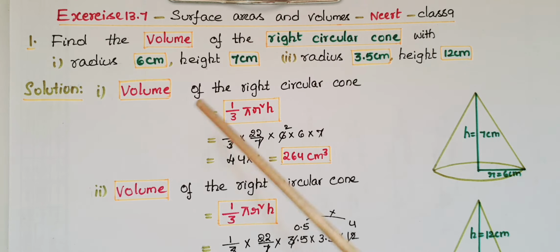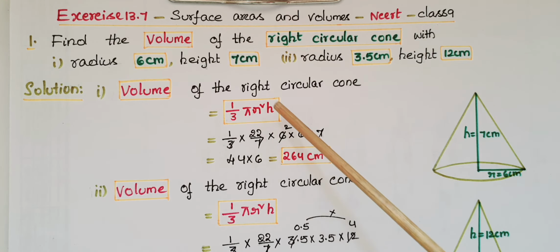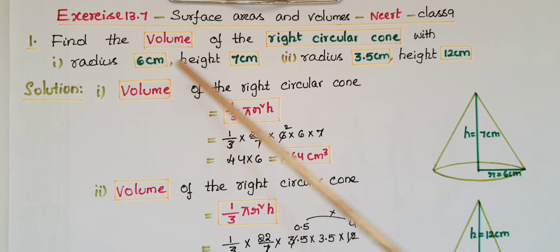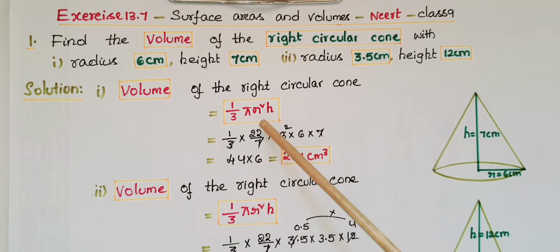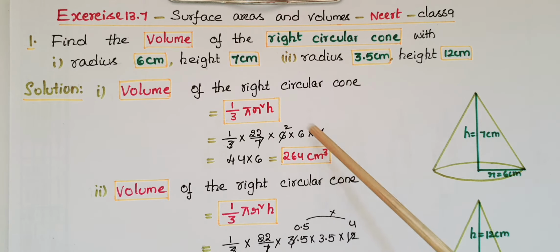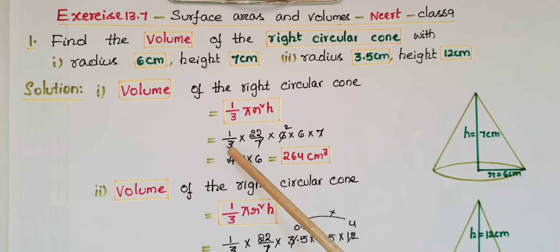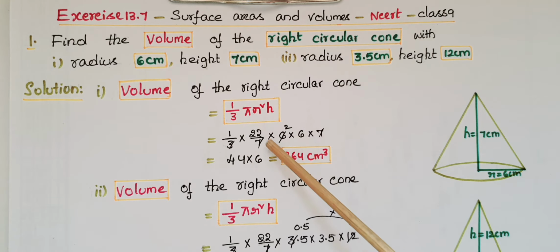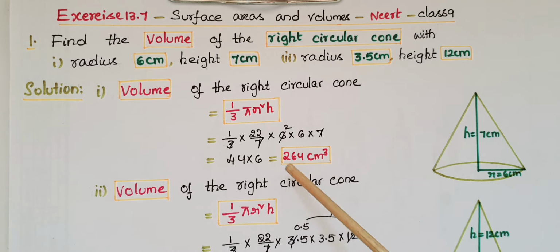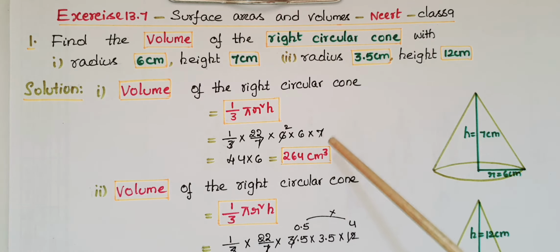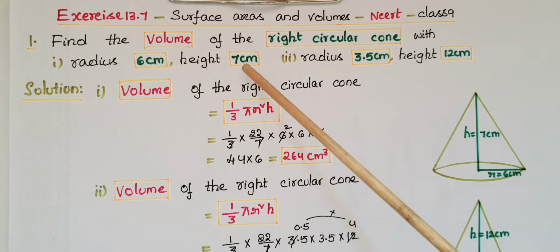So first one, we have to find the volume of the right circular cone, which is equal to 1 by 3 pi r square h. Here r value is 6 centimeters and height is 7 centimeters. So 1 by 3 into pi value 22 by 7 into 6 into 6 into height 7 centimeters. Then 3 ones are 3, 3 twos are 6, and cancel 7 and 7, and 22 into 2 is 44 into 6, that is equal to 264 centimeter cube. So this is the volume of the right circular cone of radius 6 centimeters and height 7 centimeters.